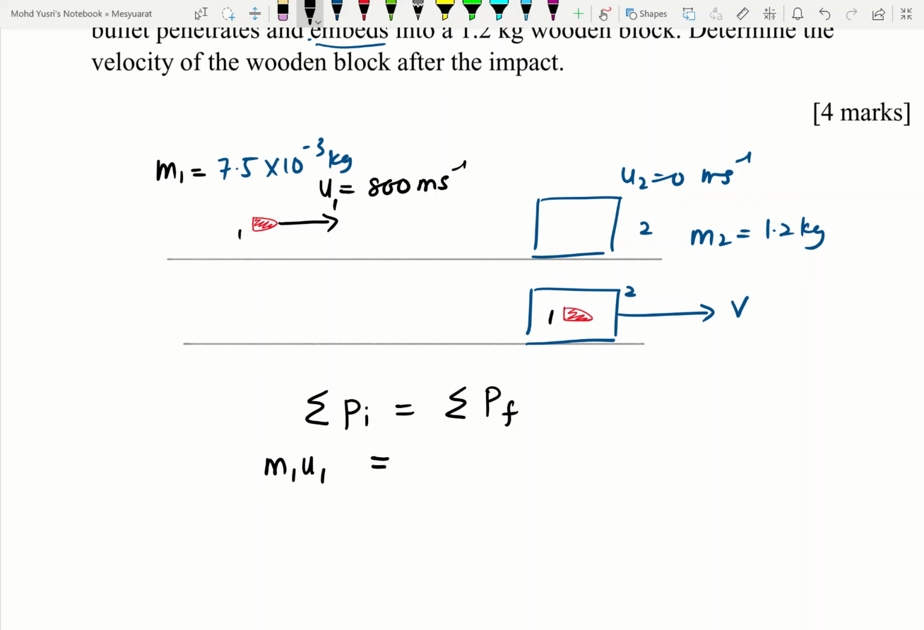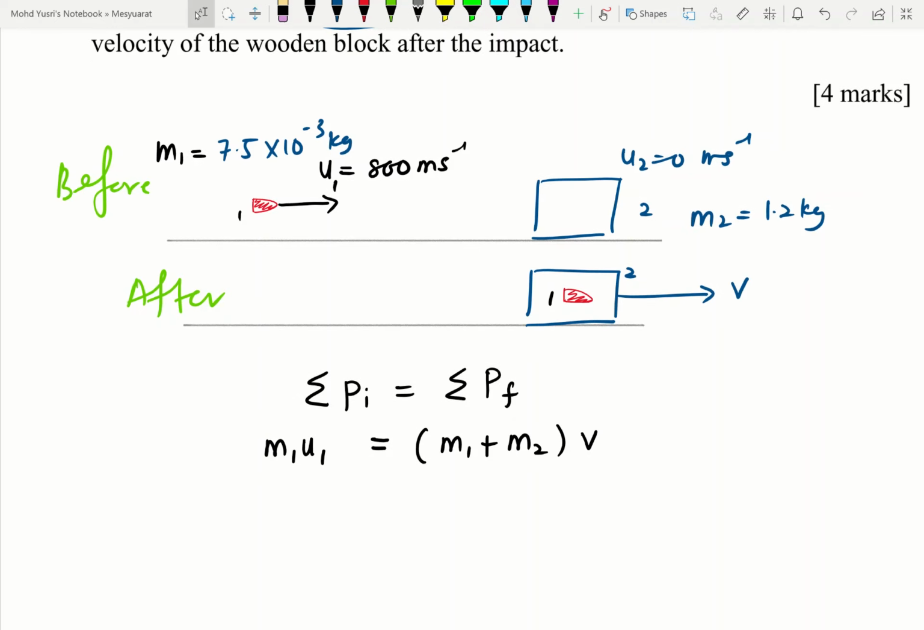Okay. And then, after the impact, so this is after, this is before. So, after ataupun finally, okay, the block and the bullet move as a system with common velocity v. So we want to find v. Okay. Now what we need to do is we need to substitute all the info. Now make sure you substitute all the info with correct unit.